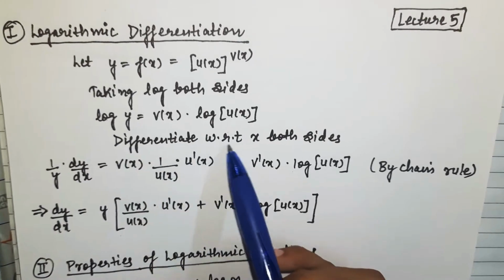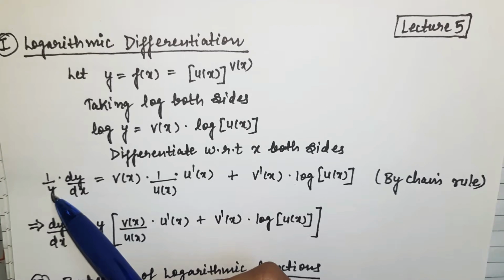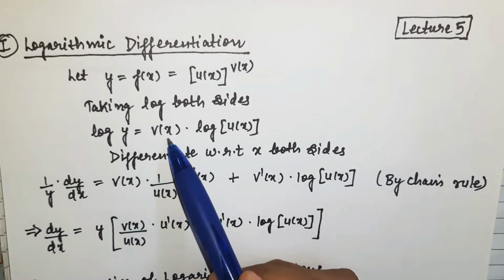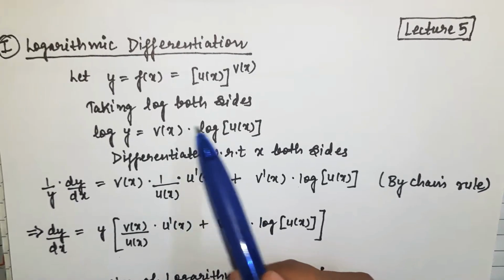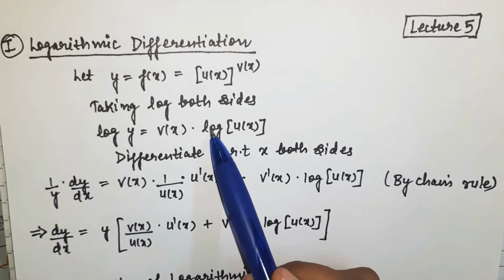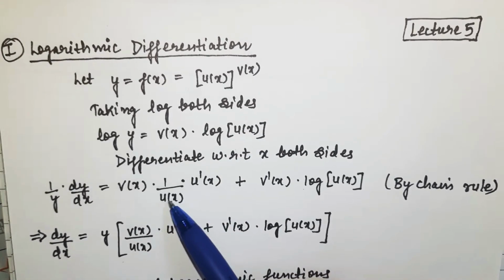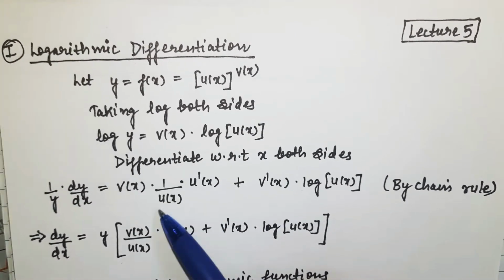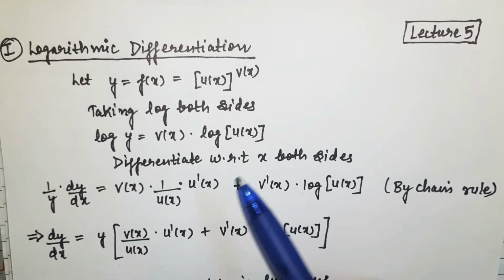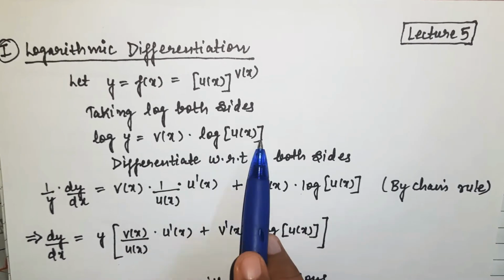Now, differentiate with respect to x, both sides. Log y will become 1 upon y. Apply the chain rule: differentiation of y is dy upon dx. Now this is your one function, this is your one function. Apply the product rule. v(x) will remain the same. Differentiation of the second function, log of u(x), is 1 upon u(x), again differentiated with respect to x. That means u dash x, or we can write d of u(x) upon dx, plus differentiation of first function into second function, same.